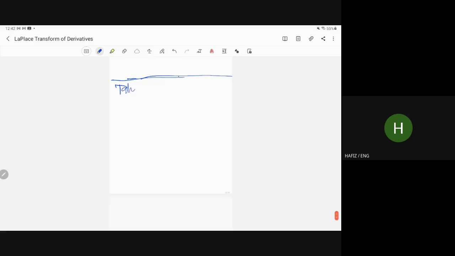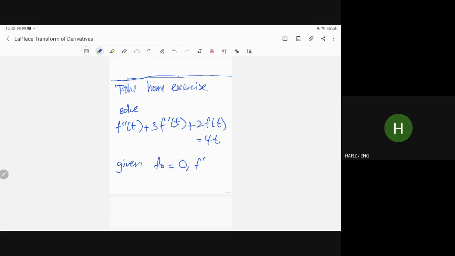So take home exercise: f double prime(t) plus 3 f prime(t) plus 2 f(t) equals to 4t. This one is easy. f(0) is 0, f prime(0) is 0. So use both ways, calculus and Laplace.